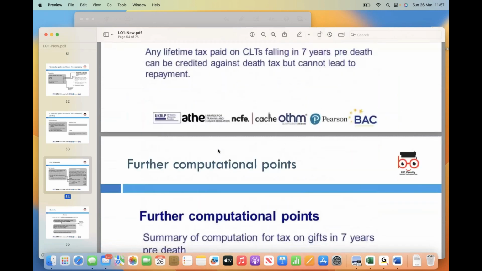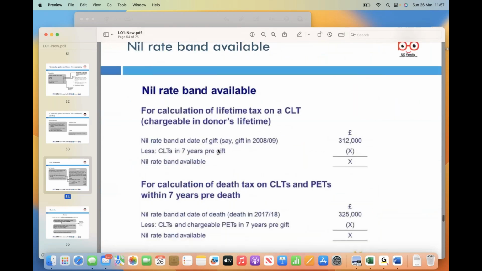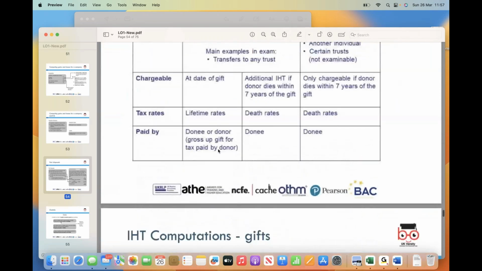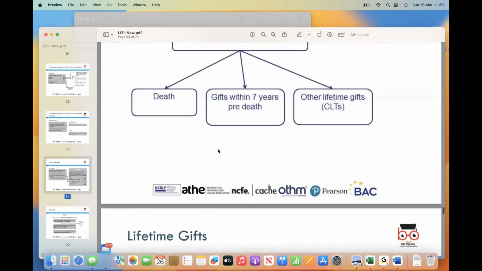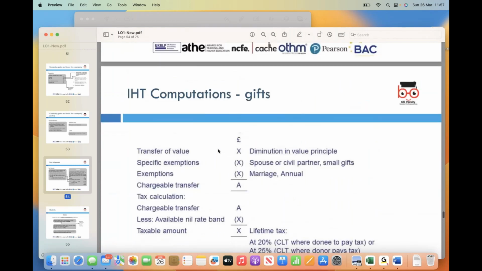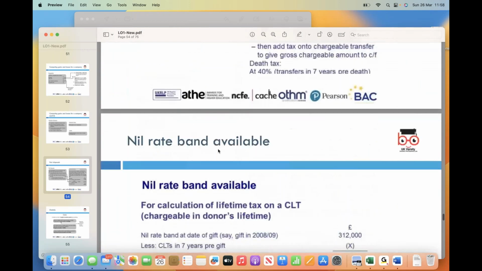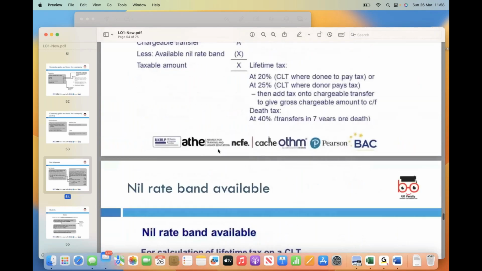So here, did I miss something? I was looking for married couples and civil partners. Anyway, I will just quickly cover married couples.